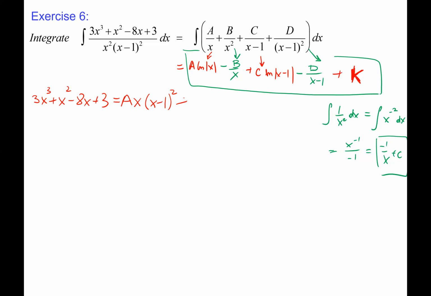Okay, done. Now let's look at the second fraction. Second fraction, underneath b, we do have x squared. The only thing that we're missing is x minus 1 squared. Okay, now c. C has x minus 1. I am missing another x minus 1 and x squared.